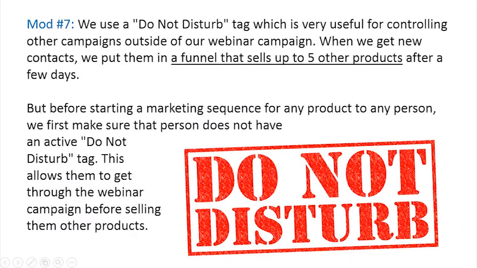The next modification is we use a do not disturb tag, which is very useful for controlling other campaigns outside of the webinar campaign. When we get new contacts, we put them in a funnel that sells up to 5 of their products after a few days. But before starting a marketing sequence for any product to any person, we first make sure that person does not have an active do not disturb tag. This allows them to get through the webinar campaign before selling them other products.